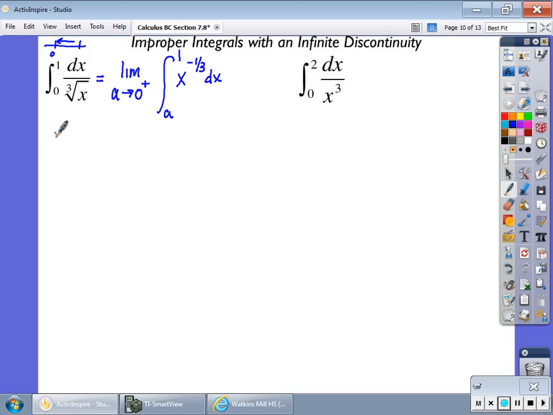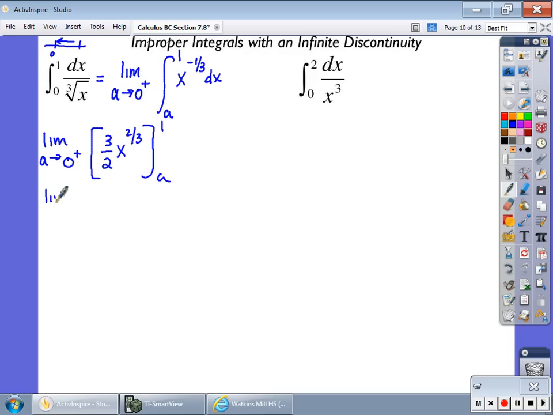Well, we're going to add 1 and divide. Limit as a approaches 0 from the right. Add 1, you're going to get 2/3. Divide by that, you get 3/2. x raised to the 2/3, and we're evaluating from a to 1.